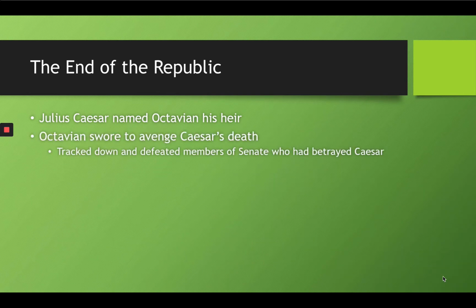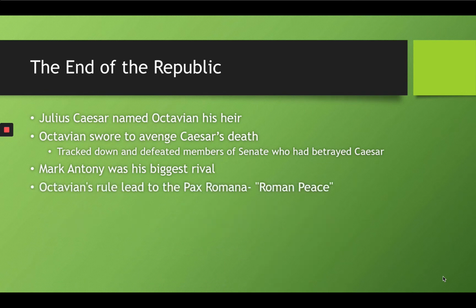Part of that was caused by Octavian, who decided he was going to take it upon himself to avenge Caesar's death. And so he managed to track down and defeat all of the members of the Senate who had betrayed Caesar and murdered him. That was part of it. And one of his biggest rivals was a guy named Mark Antony. If you look into it, it's a quite convoluted and complicated history of how Mark Antony comes to become his biggest rival. But he does, and so Octavian has to fight Mark Antony, and we'll talk a little bit more about that in detail coming up. But Octavian's rule did lead to something called the Pax Romana, known as the Roman peace. Again, we'll talk about that when we get to the end.